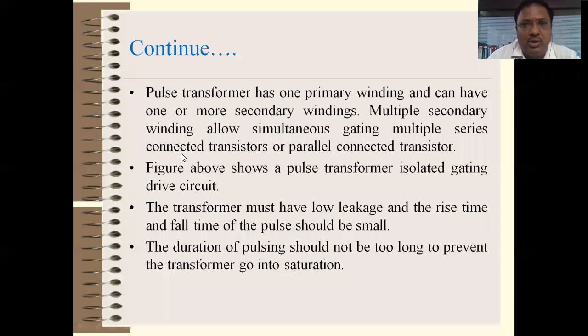If you see the rectifier circuit that you might have learned in the first or second year, in that circuit two diodes conduct at a time, right? So two transistors may conduct at the same time.